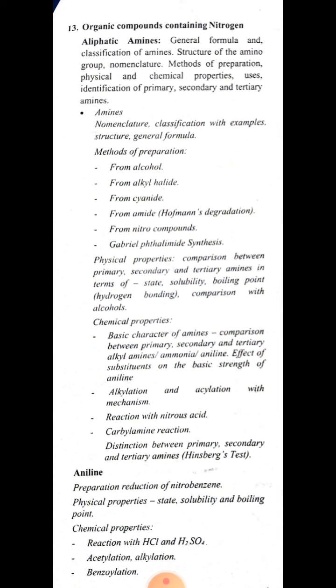The next topic is chemical properties, which includes the basic character of amines, comparison between primary, secondary, tertiary alkyl amines, ammonia, aniline, effect of substituent on the basic character of aniline, alkylation and acylation with mechanism, the reaction with nitrous acid, carbylamine reaction, distinction between primary, secondary and tertiary amines, which is known as Hinsberg test. The next major heading is aniline.